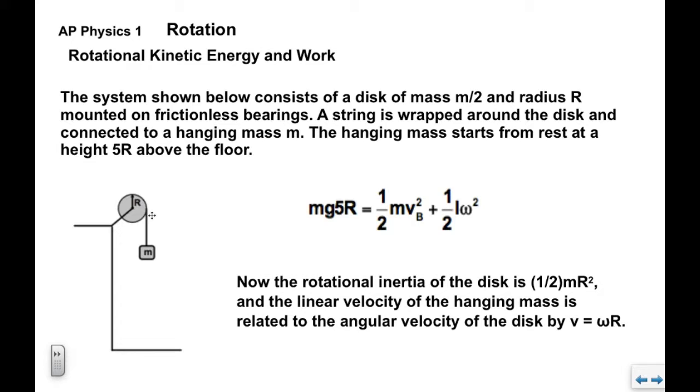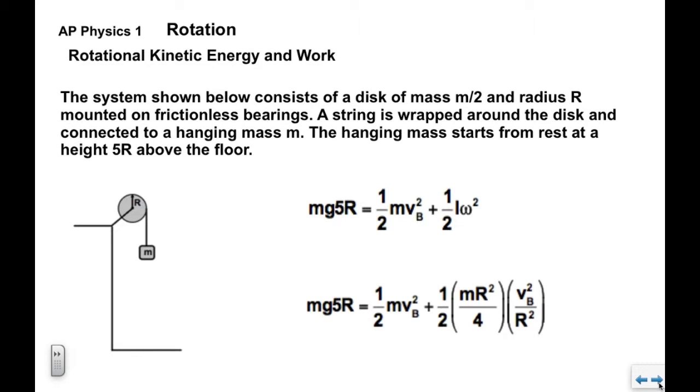So again, we're making the assumption that the string does not slip on the pulley, and that's a good assumption to make. So we're going to replace omega with v over r. We're going to replace I here with 1/2 mr squared, making note that the mass of the disk is m over 2. And we're going to replace those things, and it's going to look something like this.